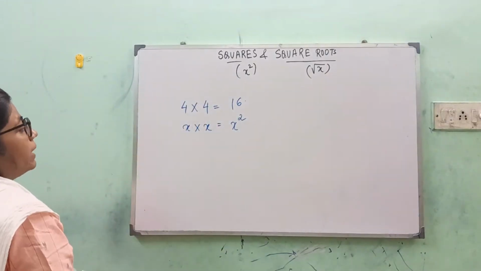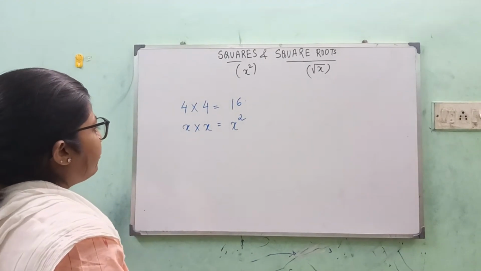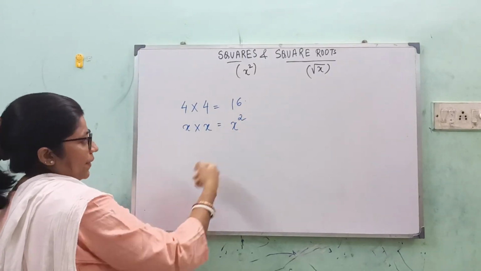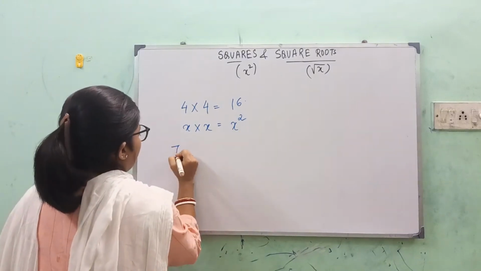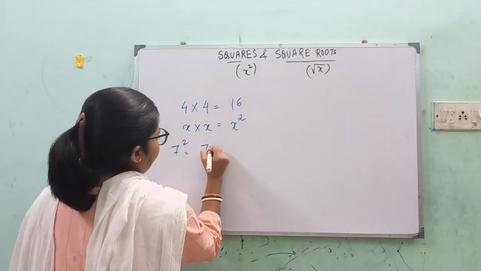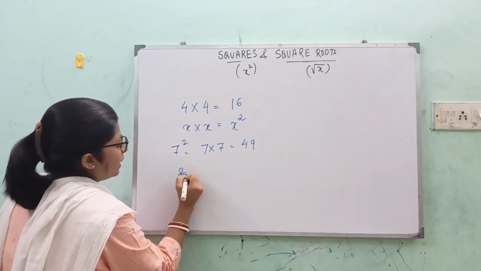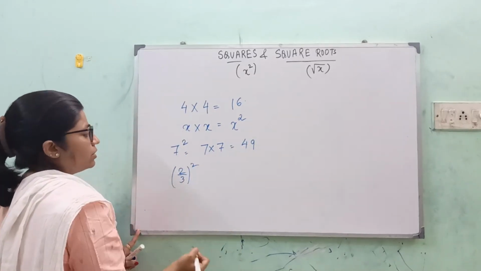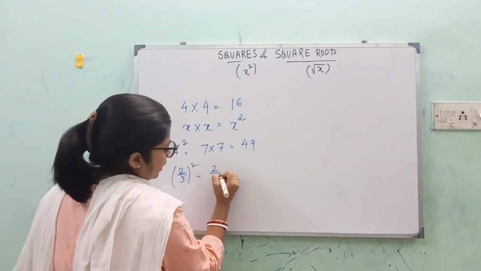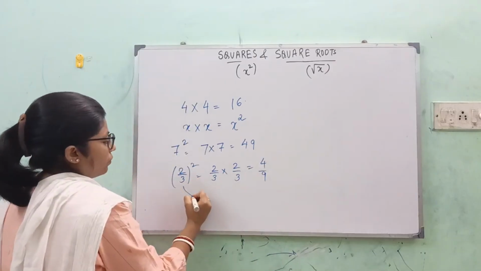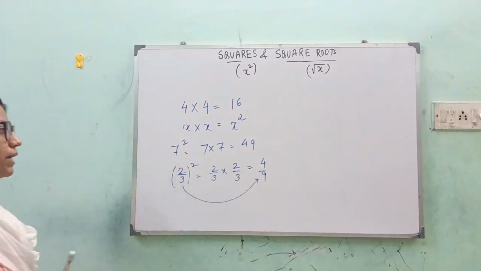So when a number is multiplied twice to itself, then we say the number is squared. Suppose I say 7 square, it means 7 into 7 and its value is 49. Say for an example 2 by 3. So the square of 2 by 3 would be 2 by 3 into 2 by 3, which is 4 by 9. So the square of 2 by 3 is 4 by 9.